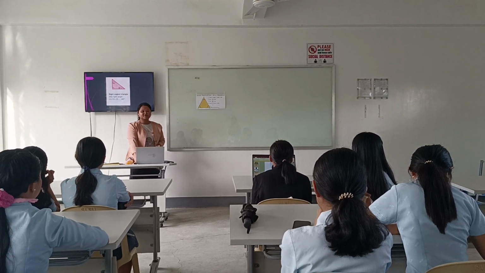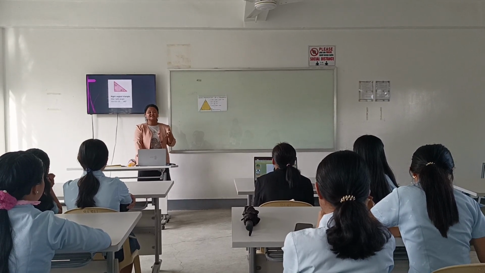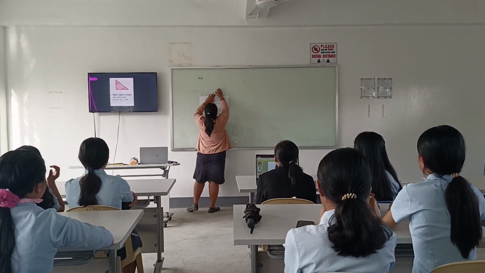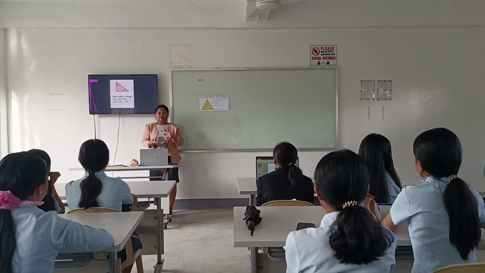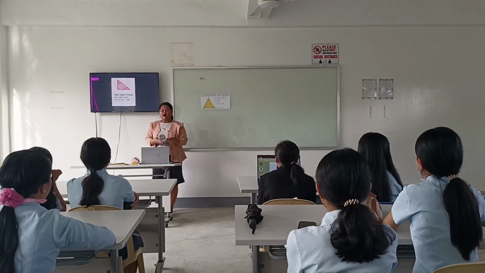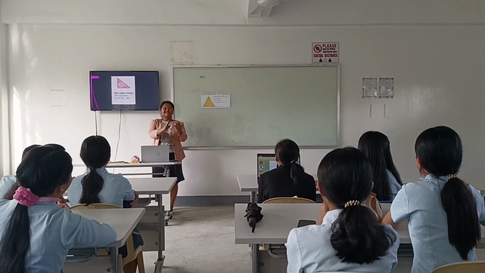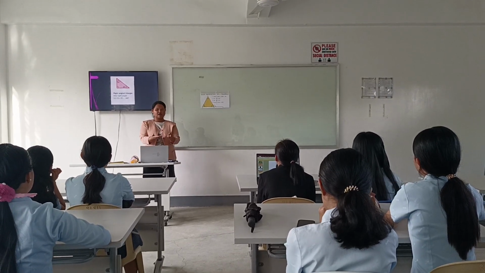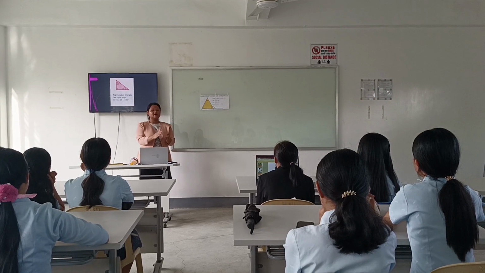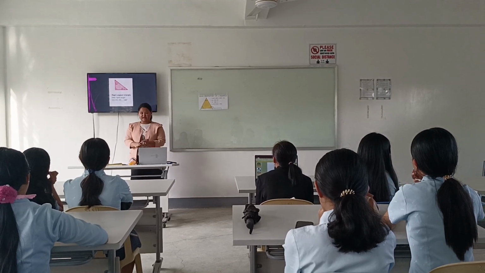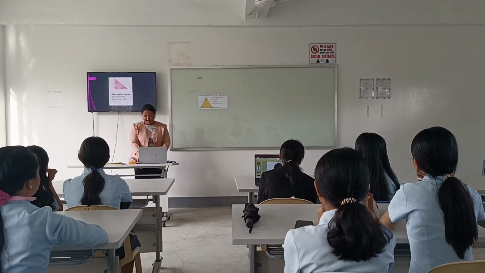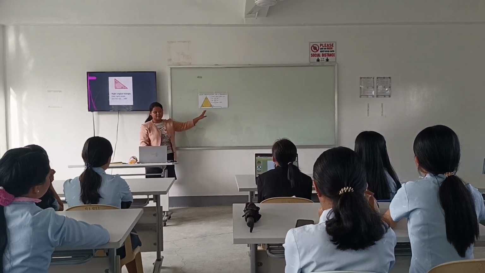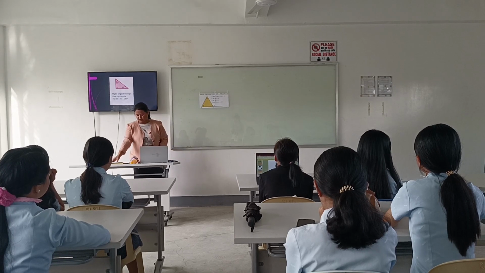So again, class, what are the types of triangle based on its angle? Acute, right, and obtuse. Very good. How about based on its sides? Scalene, equilateral. Very good. So now let us move on to the basic properties of the triangle.